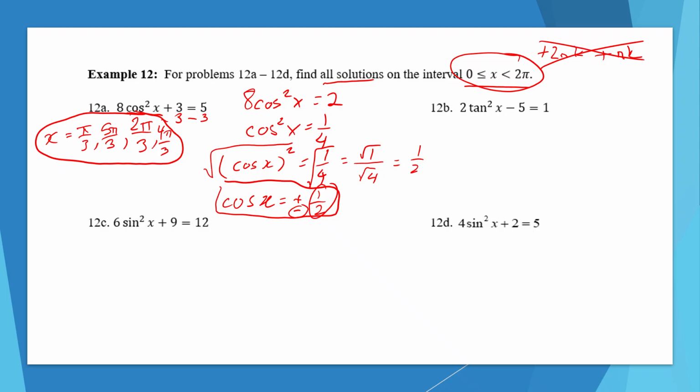Let's try B, C, and D now. Here we have 2 tangent squared x minus 5 equals 1. I'm going to start by adding 5 to both sides. So let's do that now.